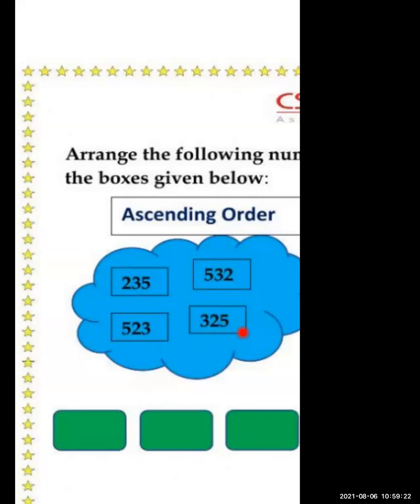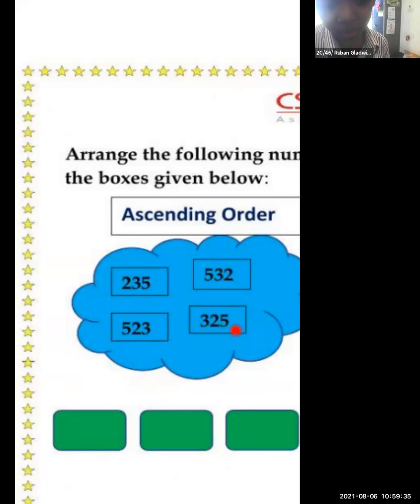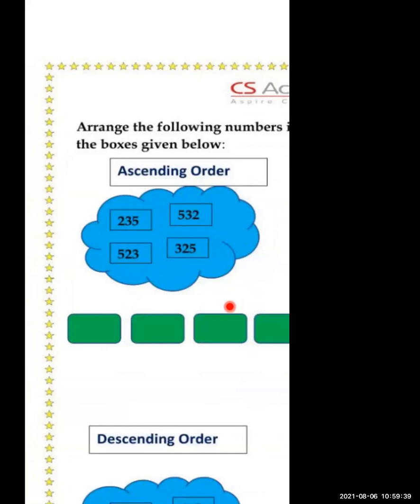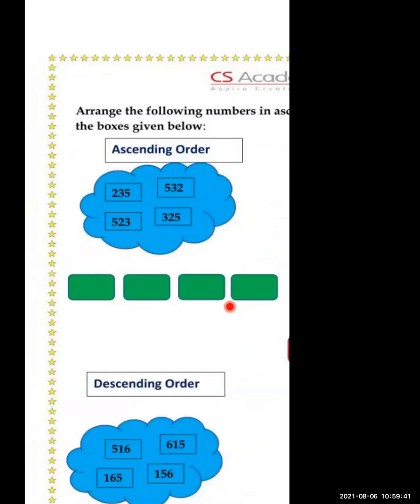Next number. 3 is the hundreds place, 2 is the tens place, 5 is the ones place. So how can we read this number? 325. Now, Ruban, you have to tell me which is the smallest number.